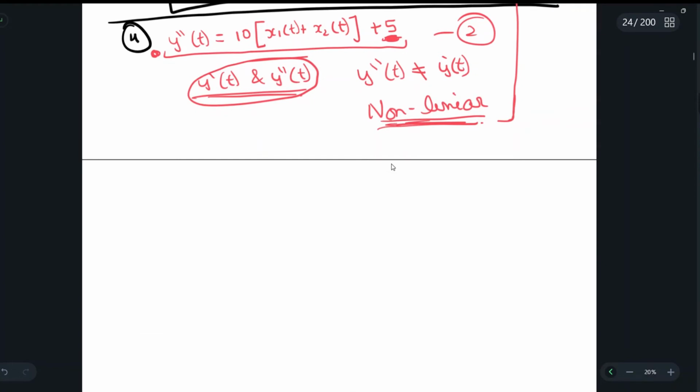Now let us move on to question number 3. Let us say we have an equation which is y of n equals square into x of n.